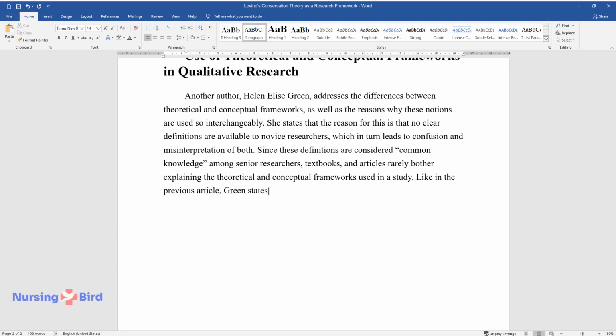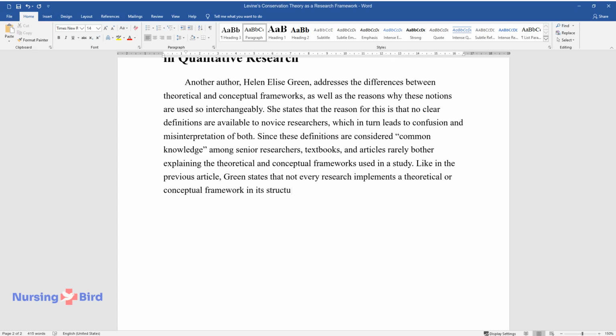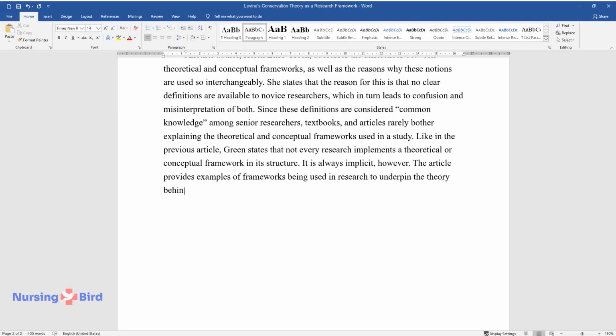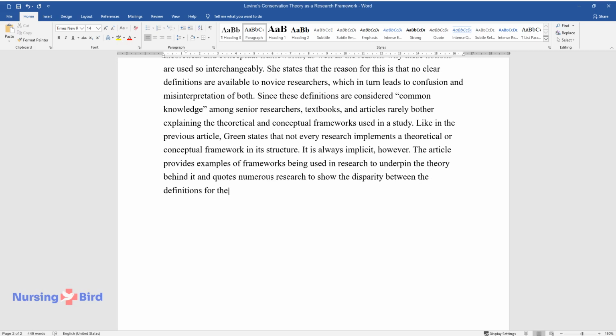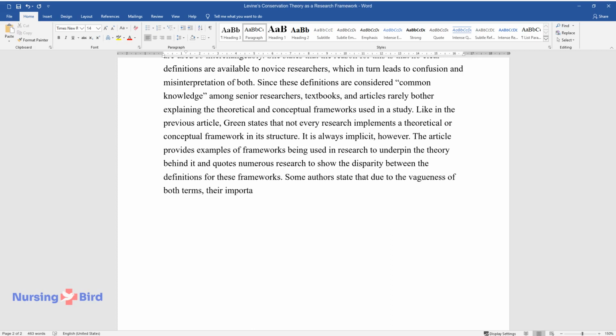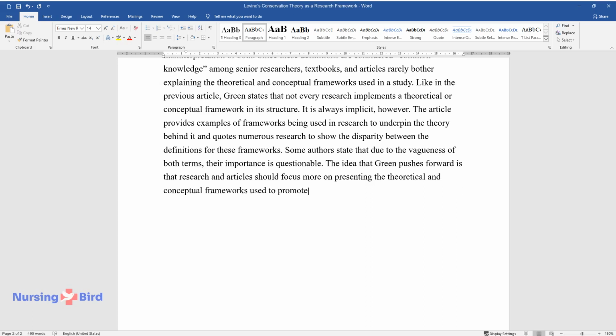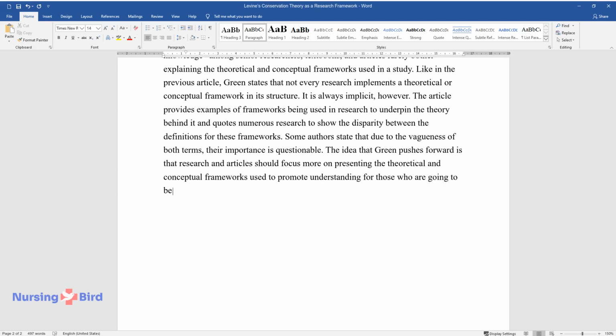Like in the previous article, Green states that not every research implements a theoretical or conceptual framework in its structure. It is always implicit, however. The article provides examples of frameworks being used in research to underpin the theory behind it and quotes numerous research to show the disparity between the definitions for these frameworks. Some authors state that due to the vagueness of both terms, their importance is questionable. The idea that Green pushes forward is that research in articles should focus more on presenting the theoretical and conceptual frameworks used to promote understanding for those who are going to become researchers.